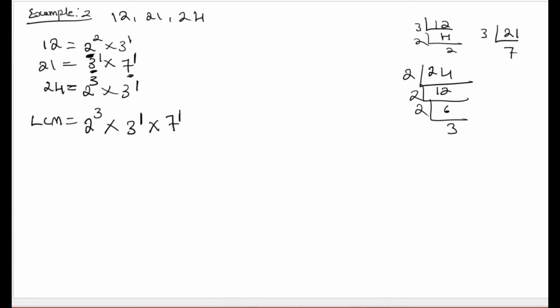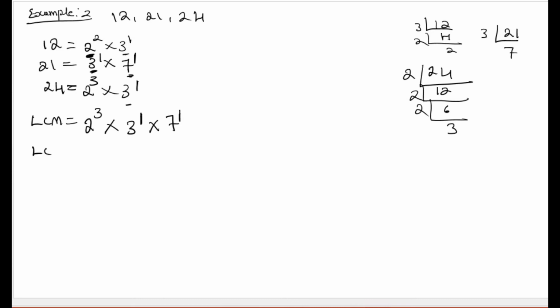Now check the factors. First factor is 2. What's the highest power? Here see 3, right? 2 cube is there, highest power is 3. So 2 cube, into, what's the second factor? Second factor is 3. Highest power is equal to 1 only. So 3 to the power 1, into next factor is 7. What's the highest power? Highest power is equal to 1 itself.